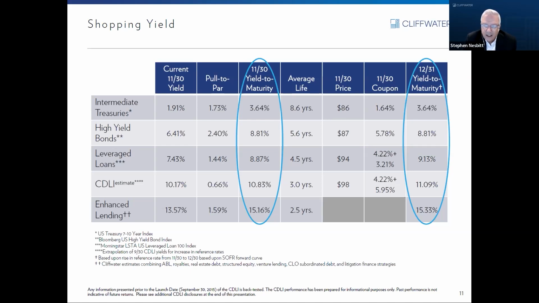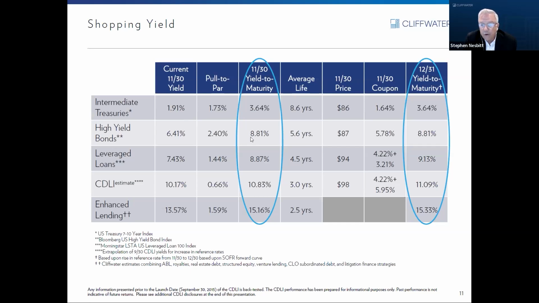Except for treasuries in that first row, the pull to par numbers in the second column are best case numbers. We know, for example, that high yield bond losses average 1.5% per year. That's a long-term historical average. So that 2.2% pull to par number for high yield bonds is not likely. That 2.2% assumes there are going to be no losses. Okay. It may, in fact, actually be negative if high yield bond defaults are above their historical averages.